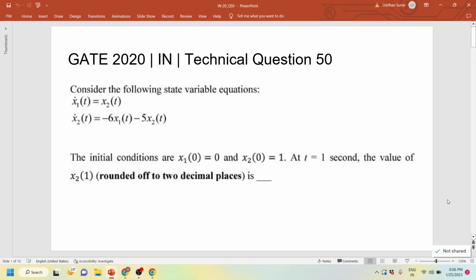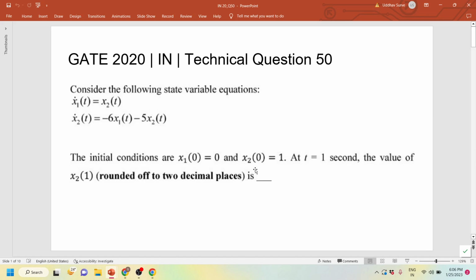Let's take the next question from control systems only. Gate 2020 from instrumentation, technical question 50. Consider the following state variable equations. x1 dot of t is equal to x2(t), x2 dot of t is equal to minus 6 x1(t) minus 5 x2(t). The initial conditions are x1(0) equal to 0, x2(0) equal to 1. At t equal to 1 second, the value of x2(1) rounded to 2 decimal places is.